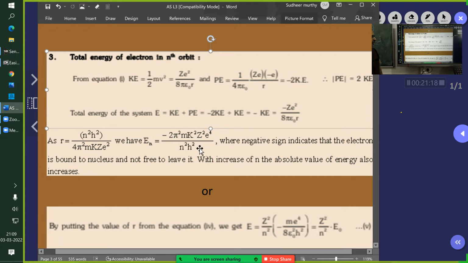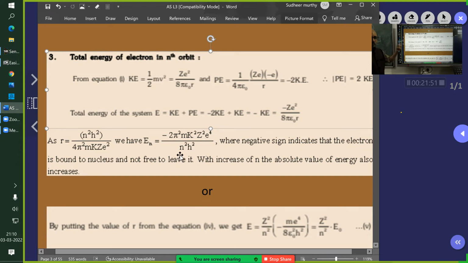So you will get this equation, where the negative sign indicates that the electron is bound to the nucleus and not free to leave it. With the increase of n, the absolute value of the energy also increases. See here, with increasing n, the absolute value of the energy also increases. I suppose you understood this statement. Understood? So n is increasing here, this value is decreasing, going closer towards 0.